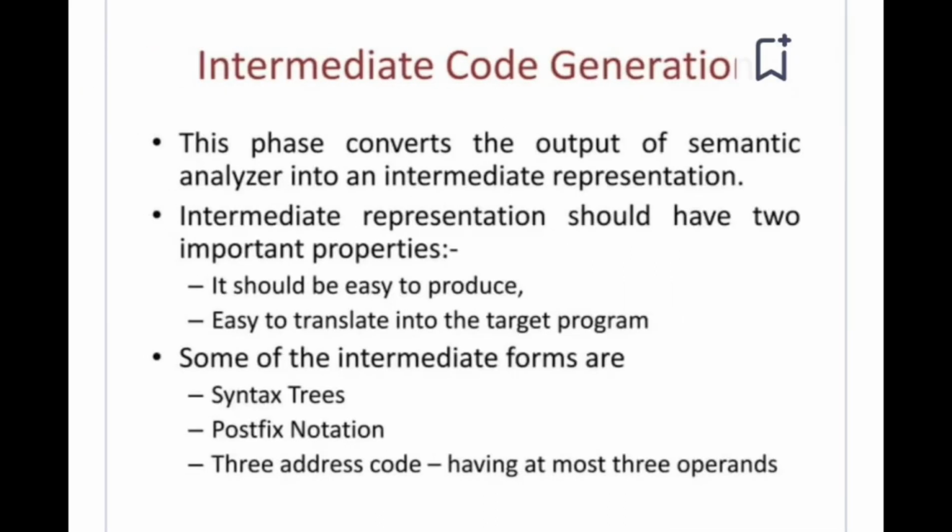Intermediate code generation. This phase converts the output of semantic analysis into an intermediate representation. Intermediate representation should have two important properties: it should be easy to produce, and easy to translate into the target program. Some intermediate forms are syntax tree, postfix notation, and three-address code.